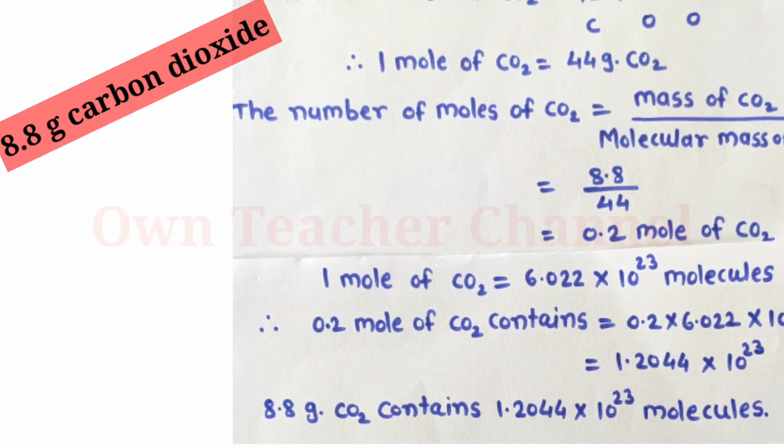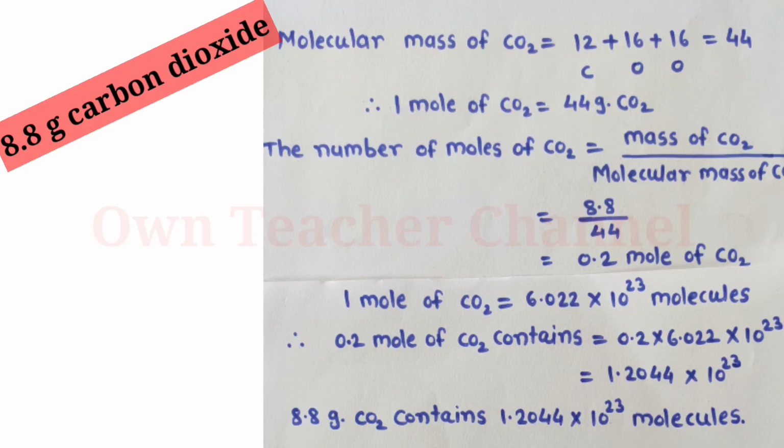8.8 gram carbon dioxide. Molecular mass of carbon dioxide is equal to 12 plus 16 plus 16 is equal to 44. That means 1 mole of carbon dioxide is equal to 44 gram carbon dioxide. The number of moles of carbon dioxide is equal to mass of carbon dioxide upon molecular mass of carbon dioxide. 8.8 upon 44. After dividing, we get answer 0.2 mole of carbon dioxide. 1 mole of carbon dioxide is equal to 6.022 into 10 raised to power 23 molecules.